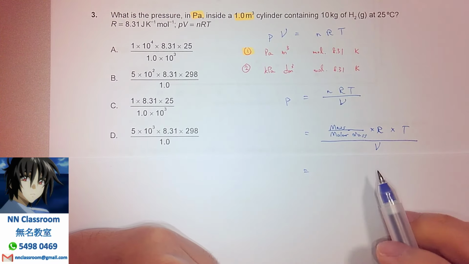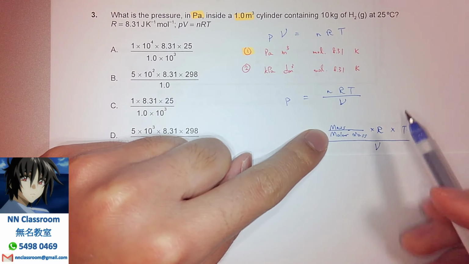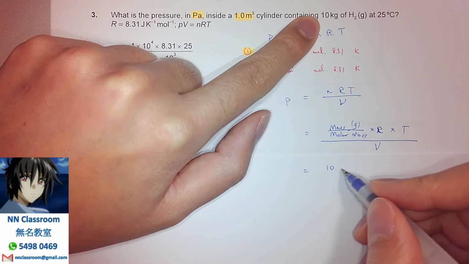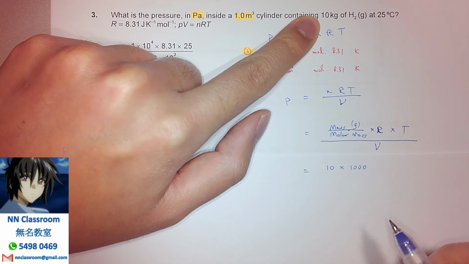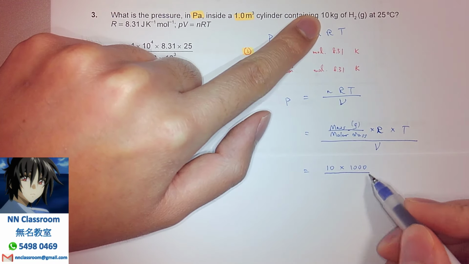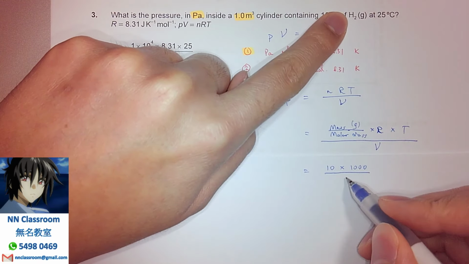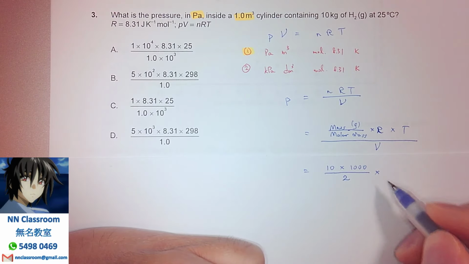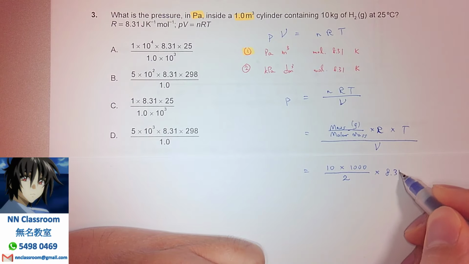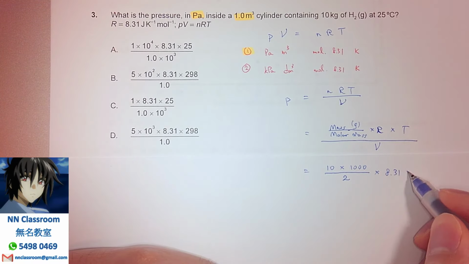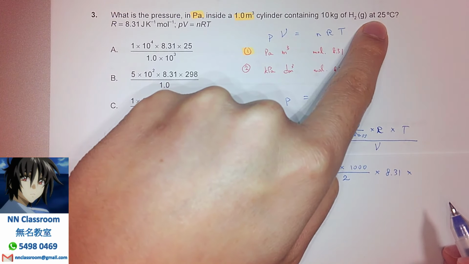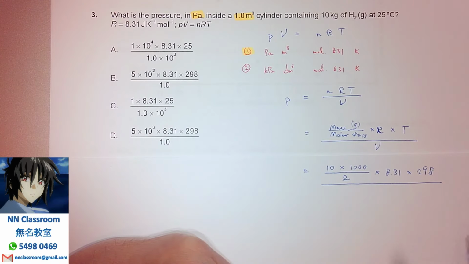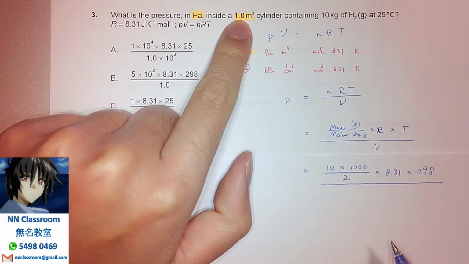So continue. Remember when you work out the moles, the mass is going to be in grams. So for this case, the mass is going to be 10 times 1,000, switching it back to grams, and then divided by the molar mass. Obviously, you should notice the molar mass is going to be around 2, because hydrogen with the relative atomic mass of 1, so H2 will be 2, times the R, the universal gas constant as given 8.31 here, and times the temperature, remember in Kelvin. So 25 degrees Celsius plus 273, we will get 298. And finally, divided by the volume, and the volume in this case is 1.